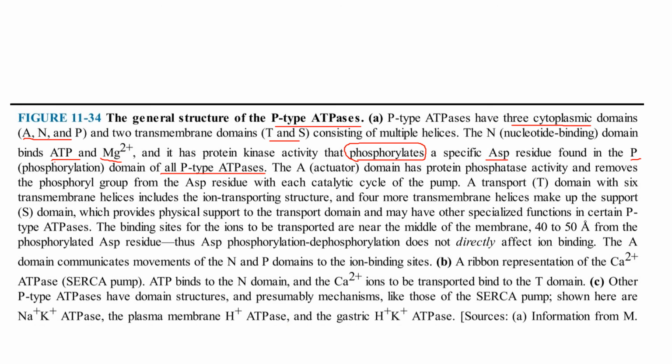The binding sites for the ions to be transported are near the middle of the membrane, 40 to 50 angstroms from the phosphorylated aspartate residue. Thus, aspartate phosphorylation and dephosphorylation does not directly affect ion binding. The A domain communicates movements of the N and P domains to the ion binding sites.